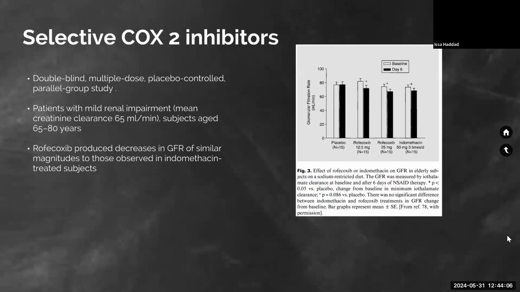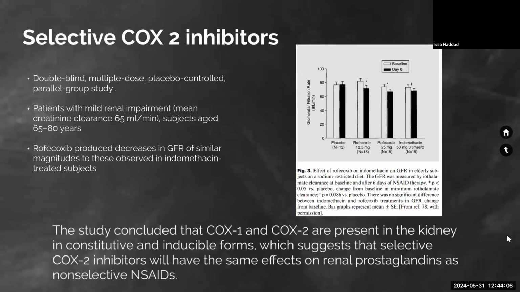indomethacin. And actually, what they found is that COX-1 and COX-2 are both present in the kidneys in constitutive and inducible forms. And this suggests, as you can see, there is no significant difference, and it would have the same effects on renal prostaglandins as non-selective NSAIDs.